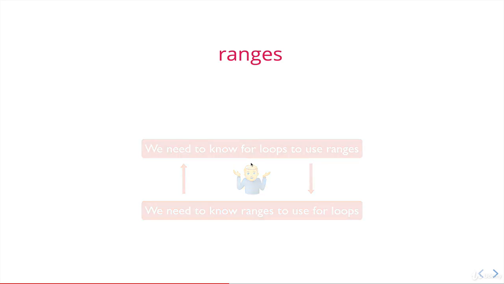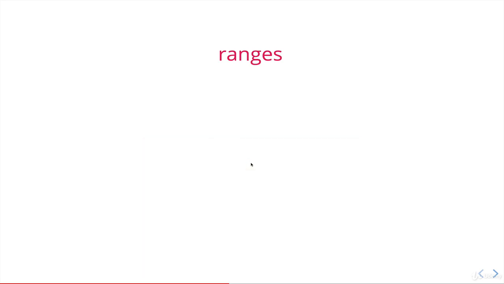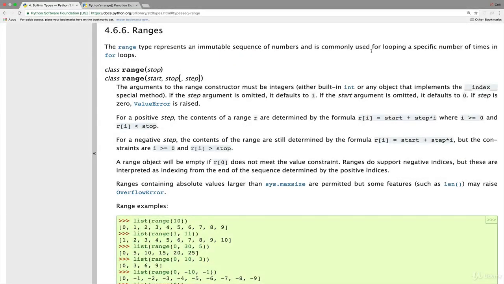But we're now going to talk about ranges. So with that long preamble over with, ranges, as we saw in the last video, are just simple ways of generating sequences of numbers. So not random numbers, but sequences that are ordered in a particular way. If we look at the documentation, it says that the range type represents an immutable sequence of numbers and is commonly used for looping a specific number of times in for loops. So that's really the key thing. It's so commonly used for loops that the documentation actually says this is what it's pretty much only used for.